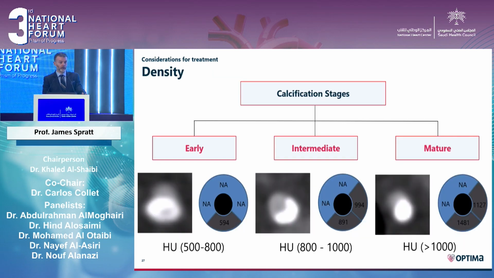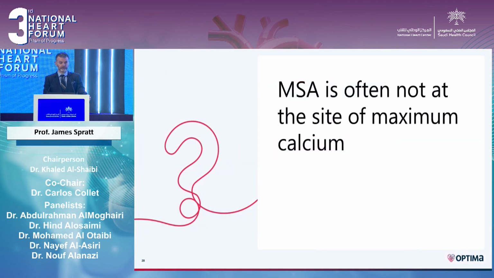Here's an example of what lesion-specific density means. Low density on the left, right up to Hounsfield units over 1,000 on the right, mature calcium. Because what we're trying to do from our imaging is understand the pathological basis of the calcium. Calcium can be a honeycomb type structure, or it can be a very dense structure, and obviously they behave very differently.